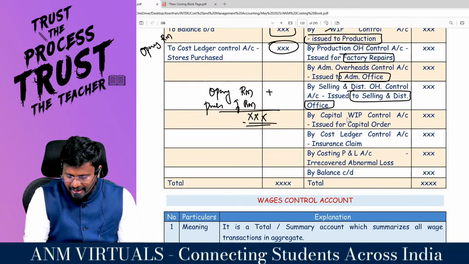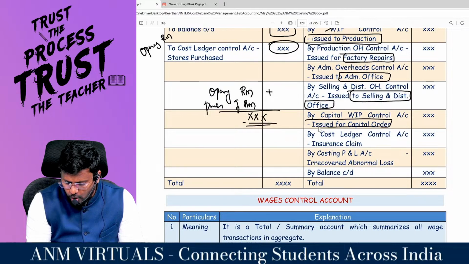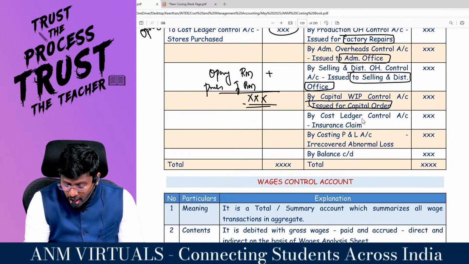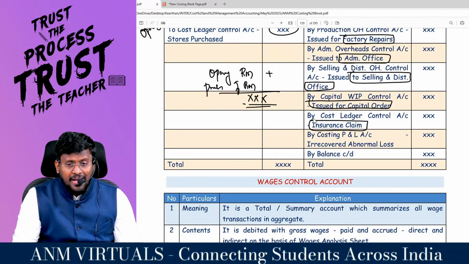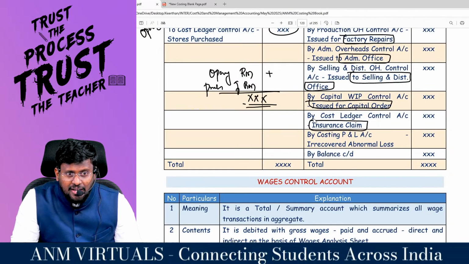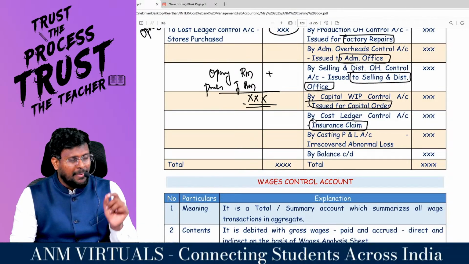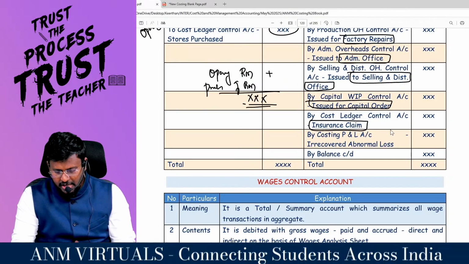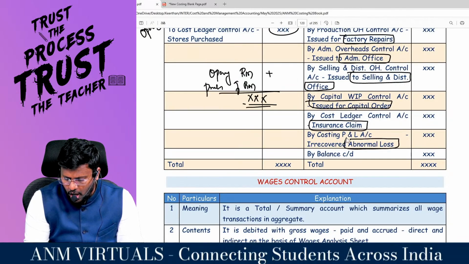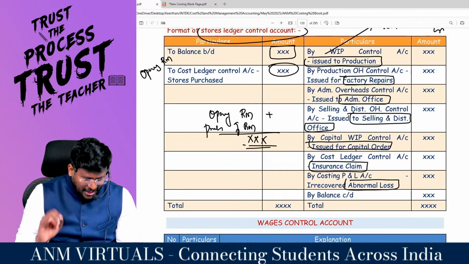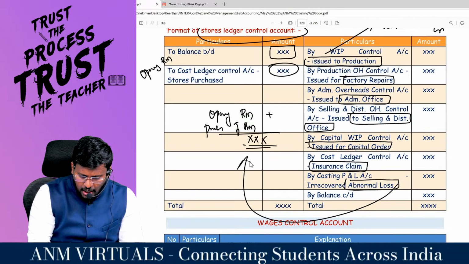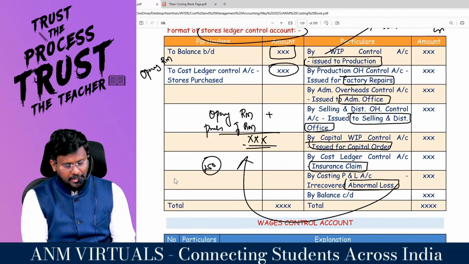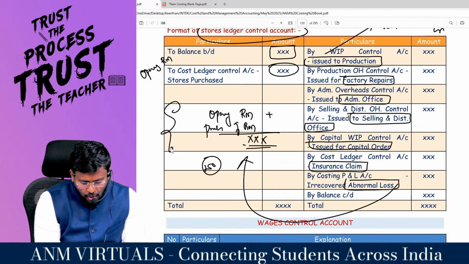Right, sir? By capital WIP control account, issued for what order? By cost ledger control account, what claim? Maybe the material in my hand gets destroyed, there is a chance. If it is destroyed, the balance available in the stores ledger reduces, by costing P&L account. What loss? And surely if they return, all has to be debited. Why have I not written debited?